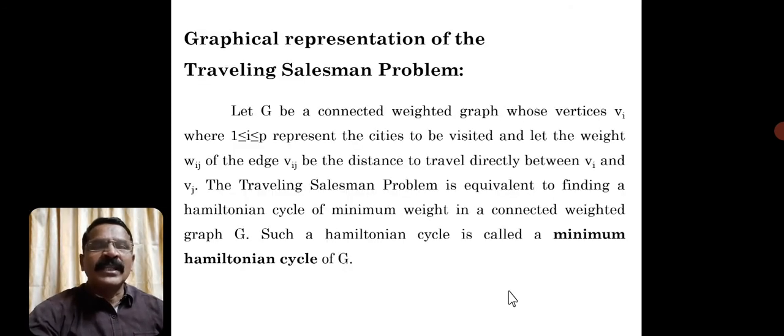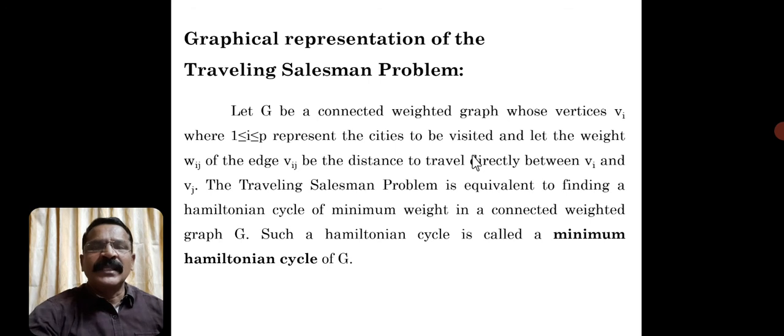Now, if we consider the graphical representation of the traveling salesman problem, how do we convert his problem into a graphical notation, a graph? The graphical presentation is given in this way. Let G be a connected weighted graph. What do you mean by weighted graph? Every edge is assigned a real number, some distance in kilometers or feet, whatever the unit may be. Its vertices vi, where 1 is less than or equal to i is less than or equal to P, represent the cities to be visited.